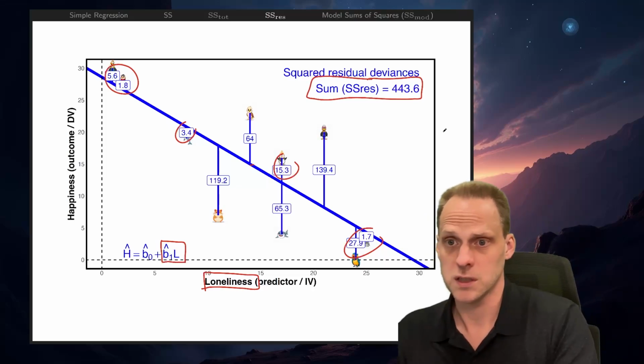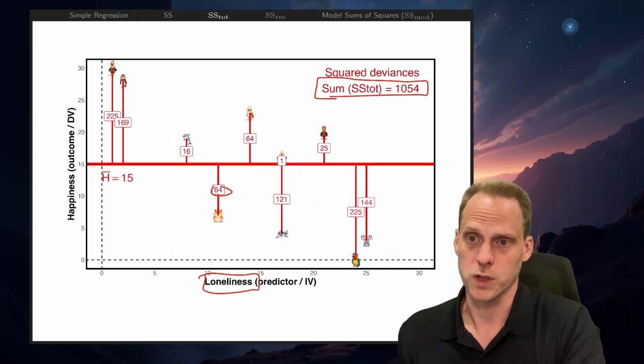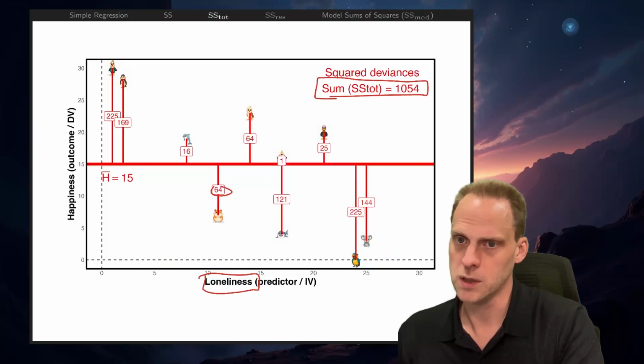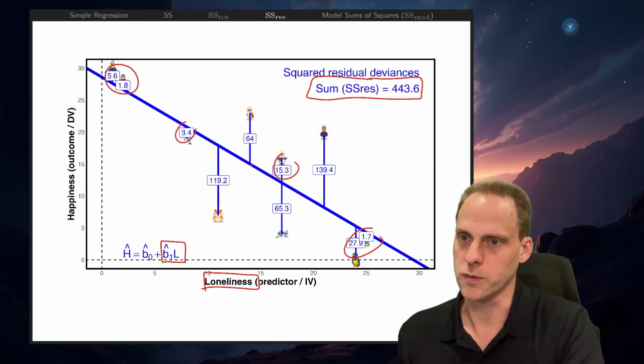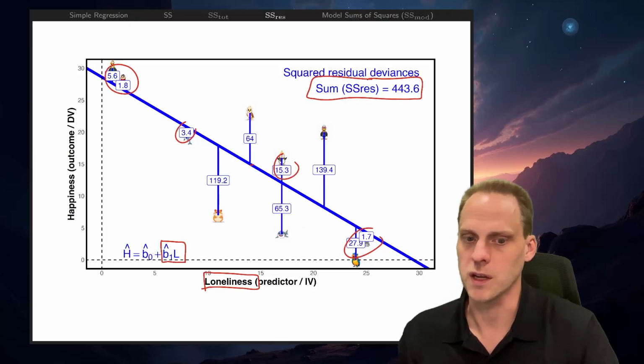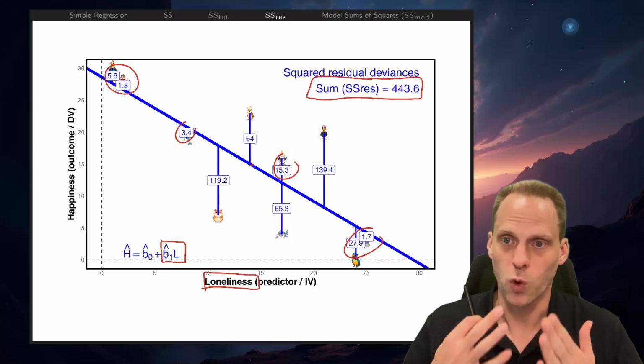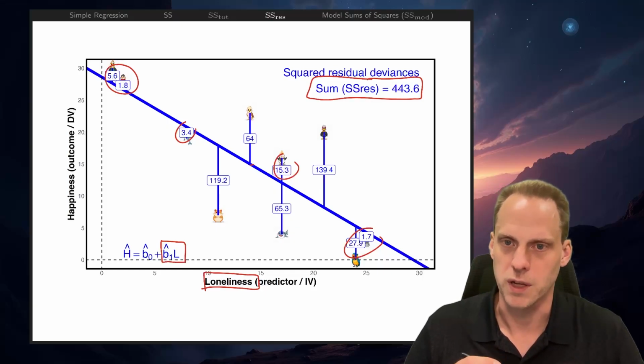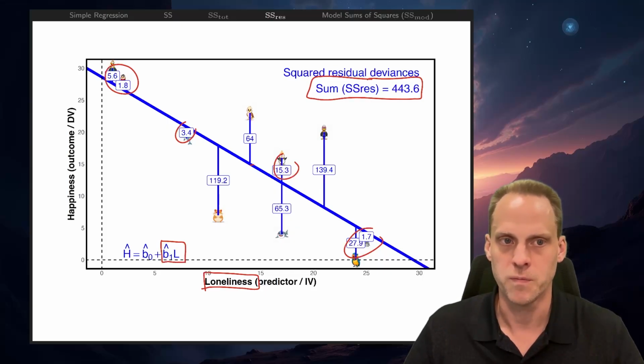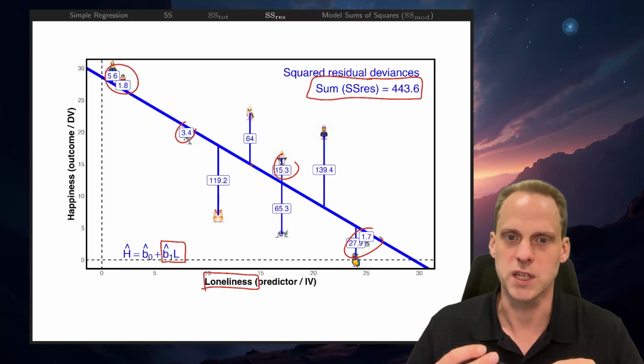So that means our uncertainty was 1054 points, but now it's 443.6 points when we take loneliness into account as a predictor. Well, that's great, right? That's really good. That's like we know much more about the data. Loneliness tells us a lot about happiness. If you take loneliness into account, we understand happiness much better. So that's why we call it a significant predictor.